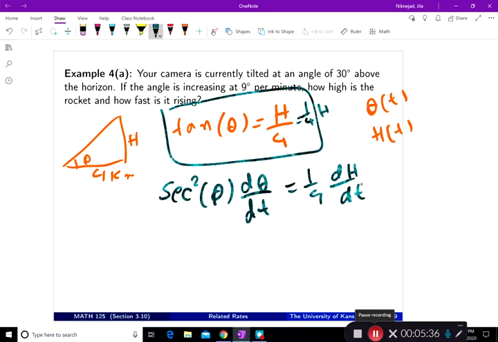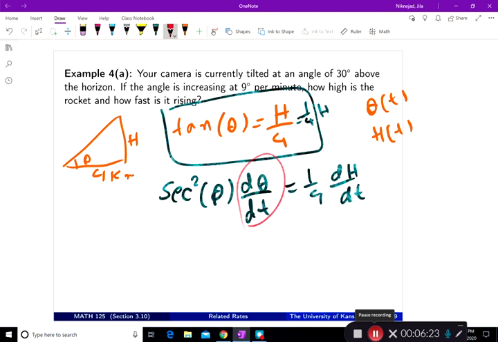Now, what do I have? What do I need? One thing I know is that theta is 30 degrees, and I can plug it into the trig function. But something very important to notice: when you're not plugging it into the trig function, and you're just finding the rate of change in theta, it has to be in terms of radians. You cannot have degrees per minute. You have to convert to radians per minute.